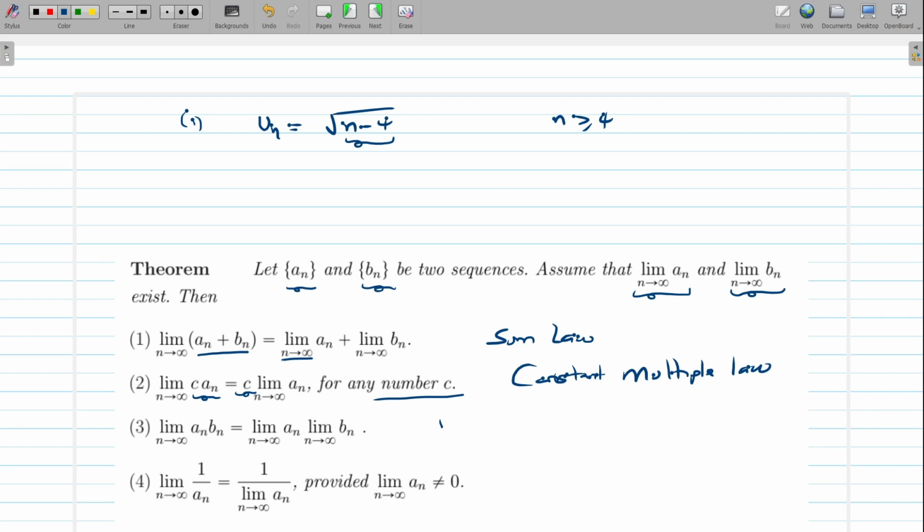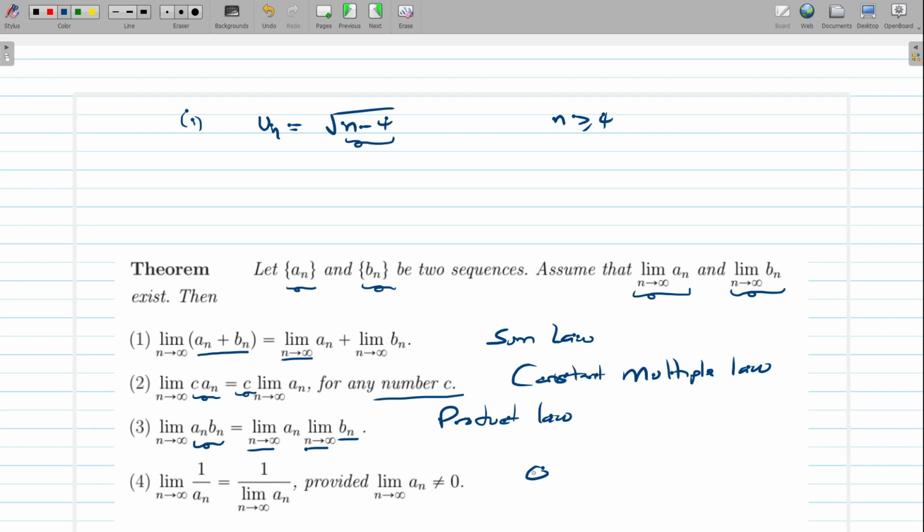And then we have the product law, which means the limit of the product of two sequences is basically going to be the product of the limits of the individual sequences. So here we have the limit of the sequence a sub n as n goes to infinity, and the limit as n goes to infinity of the sequence b sub n.